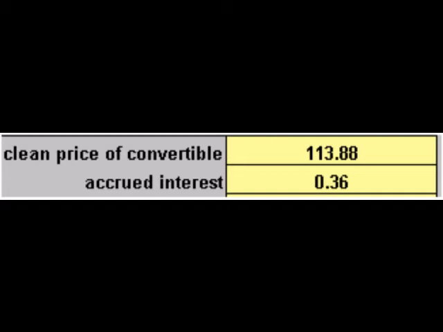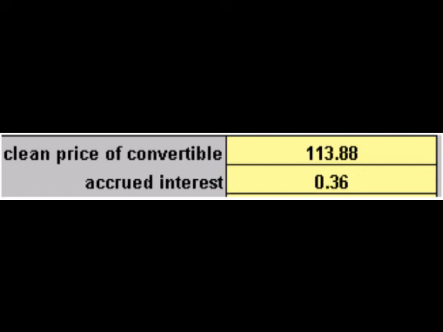Details of the hypothetical convertible bond are as follows. Valuation date, February 14, 2017. Issue date, January 1, 2017. Maturity, January 1, 2019. Coupon, 3%. Credit spread, 0.75%. Risk-free rate, 2%.